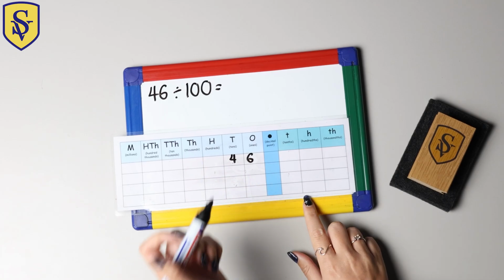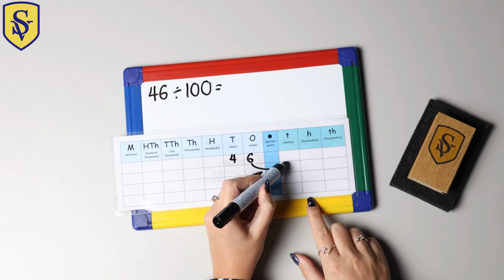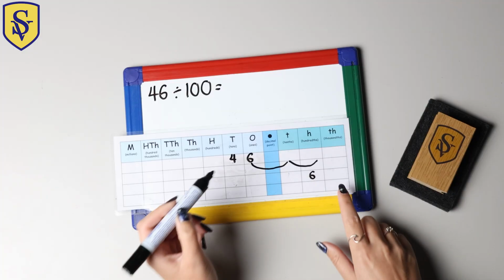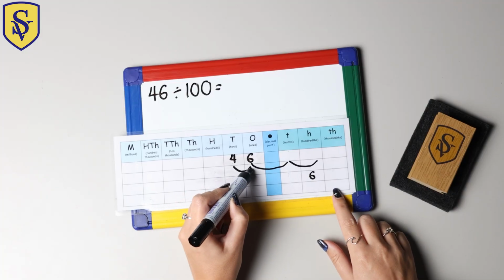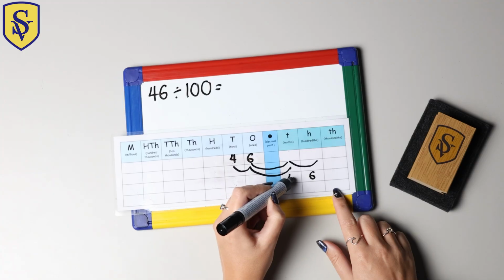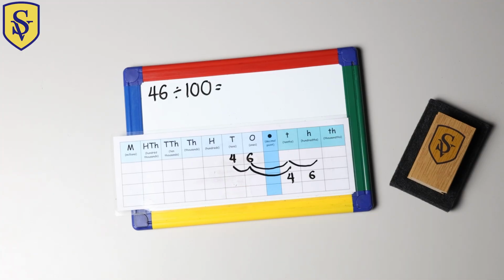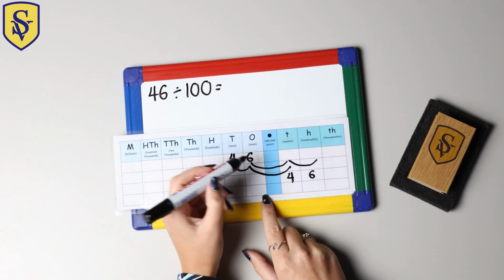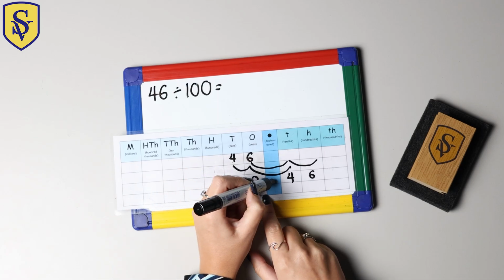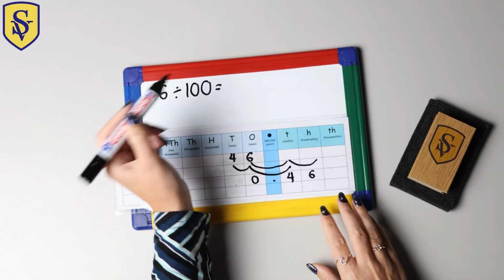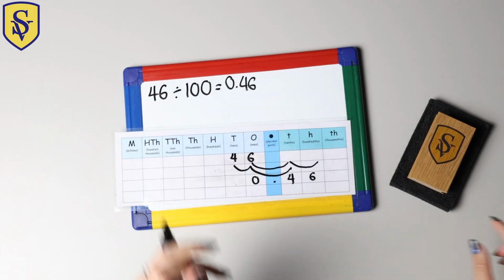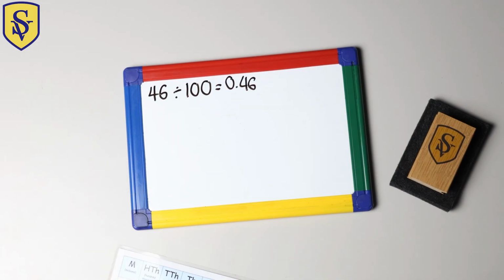So start with the 6. Over the decimal point is 1 jump, and across 2 jumps. So we're going to have 6. And again, 1 jump over the decimal point, 2 jumps. It's going to make 4. And then, just the same as before, you cannot have an empty ones column. So you've got to put a placeholder of a 0, put the decimal point back in. And the answer to 46 divided by 100 is 0.46.